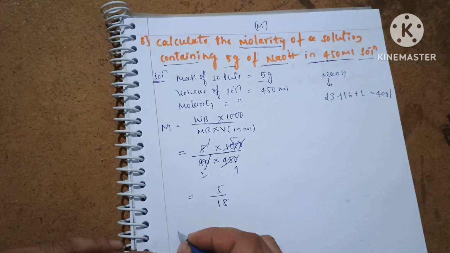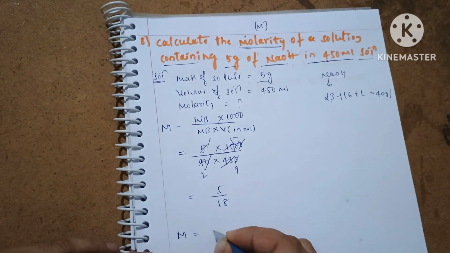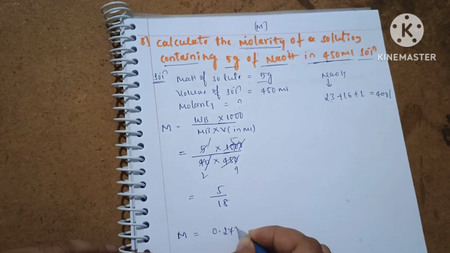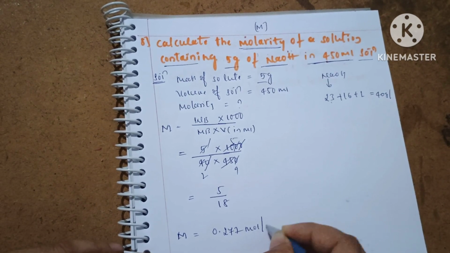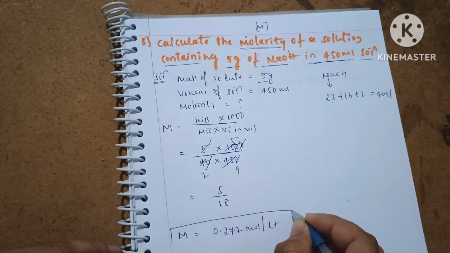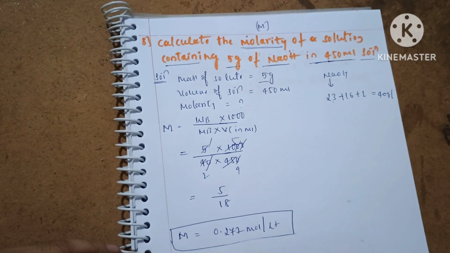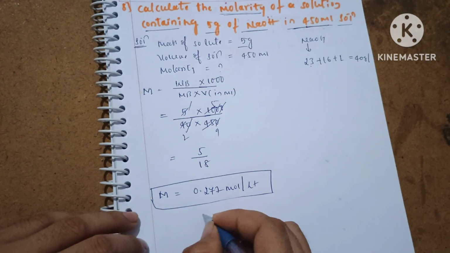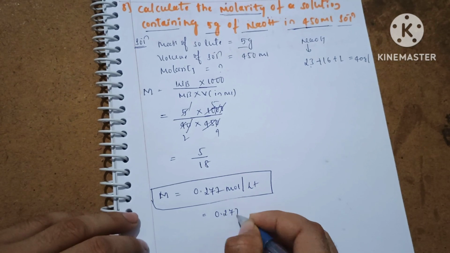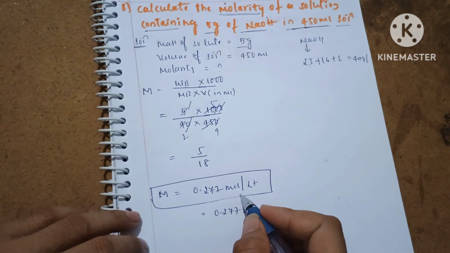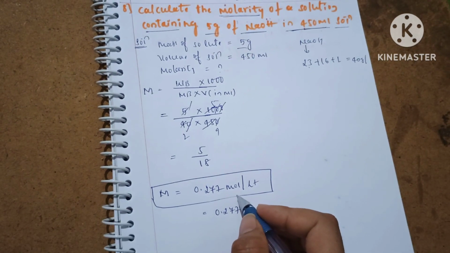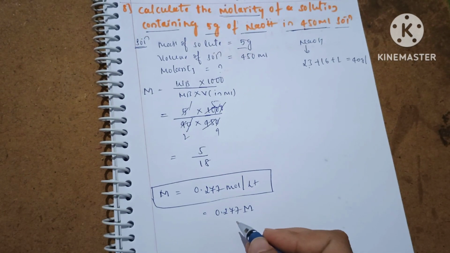The molarity of the solution is equal to 0.277 mole per liter. Why mole per liter? Because it is molarity. Instead of writing mole per liter, we can also write 0.277 capital M, because it is molarity.